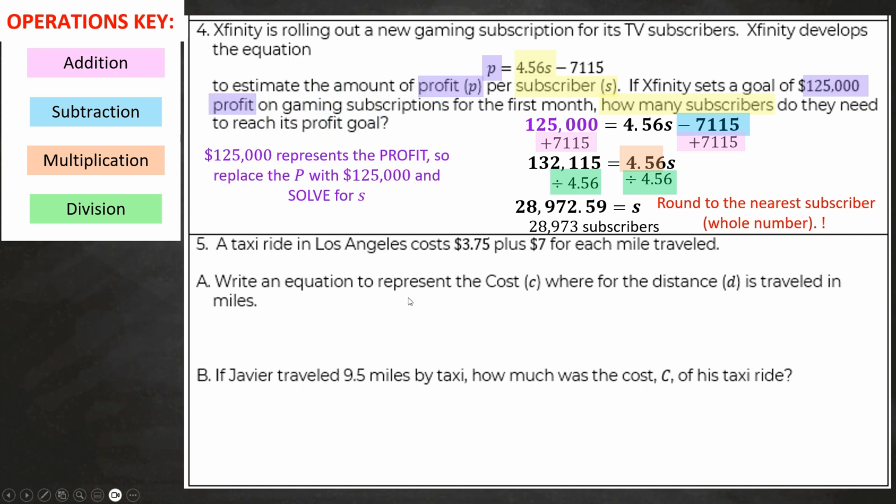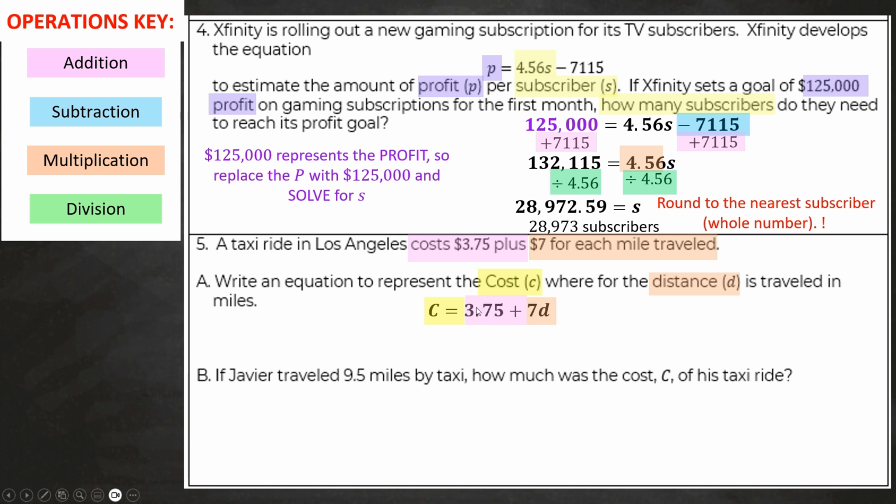All right. A taxi ride in Los Angeles costs $3.75. I hope it's not $375. So a taxi ride costs $3.75 plus $7 for each mile traveled. Write an equation to represent the cost, C, where the distance, D, is traveled. So the $7 for each mile traveled is talking about the distance. That's where our variable is going to go. It's going to be 7 times the distance.